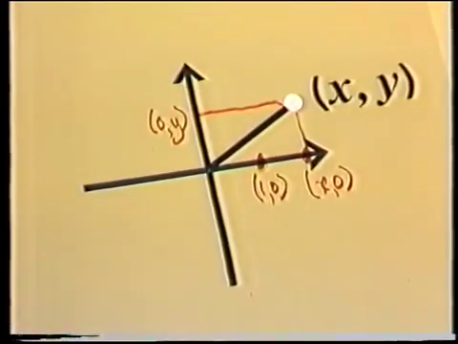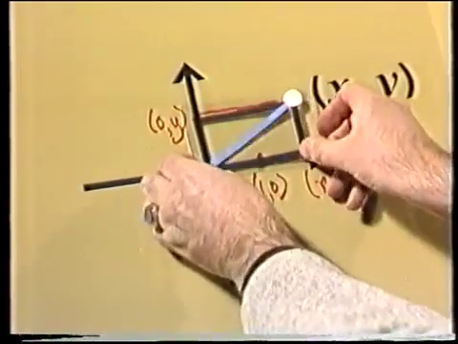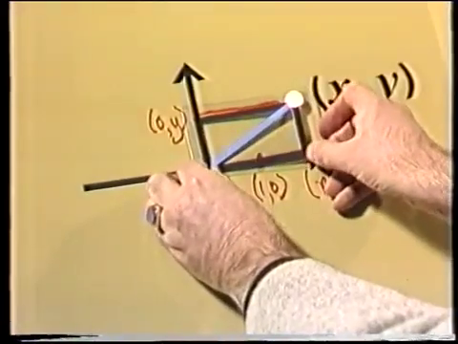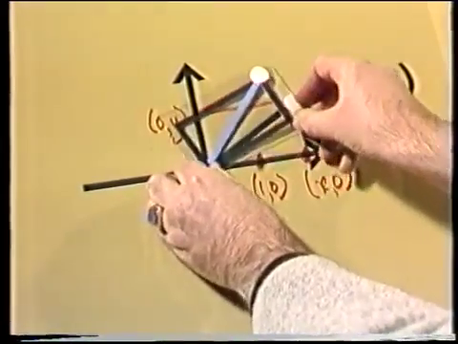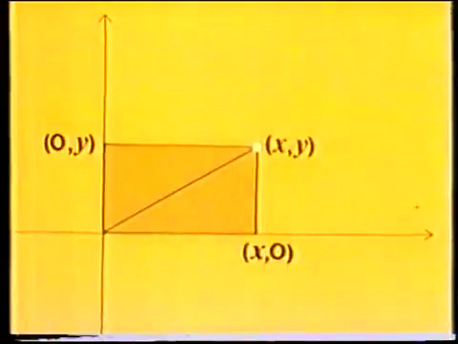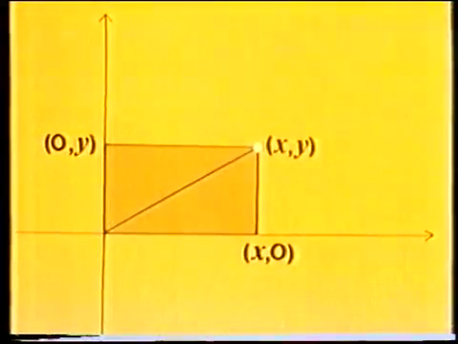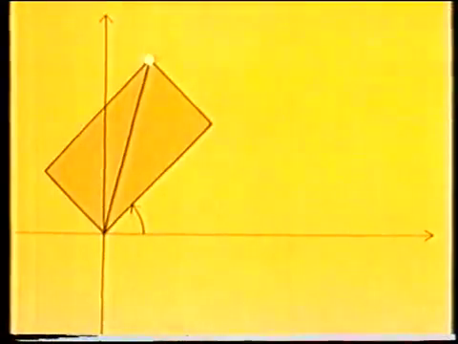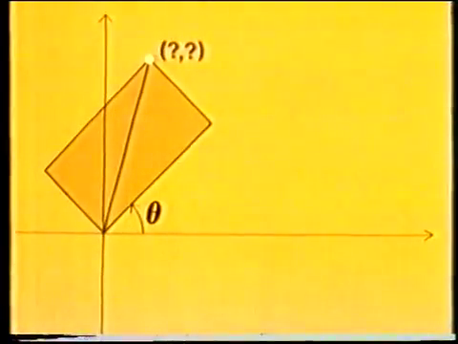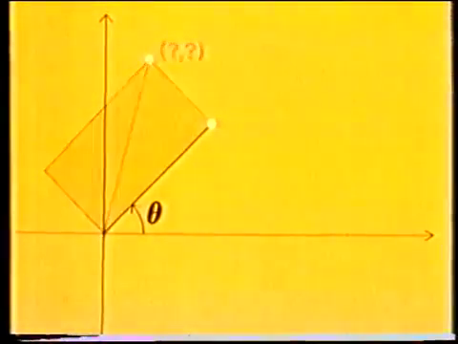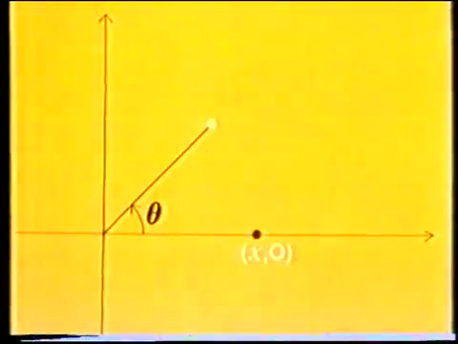So what we're going to do is to look at this rectangle and find out what happens to its corners when it's rotated. To rotate (x, y) through an angle theta, we rotate the whole rectangle through theta. Now we want the coordinates of this point. We can work up to them by finding the coordinates of the other corners of the rectangle. We'll find this corner first. It comes from (x, 0) rotated through theta.